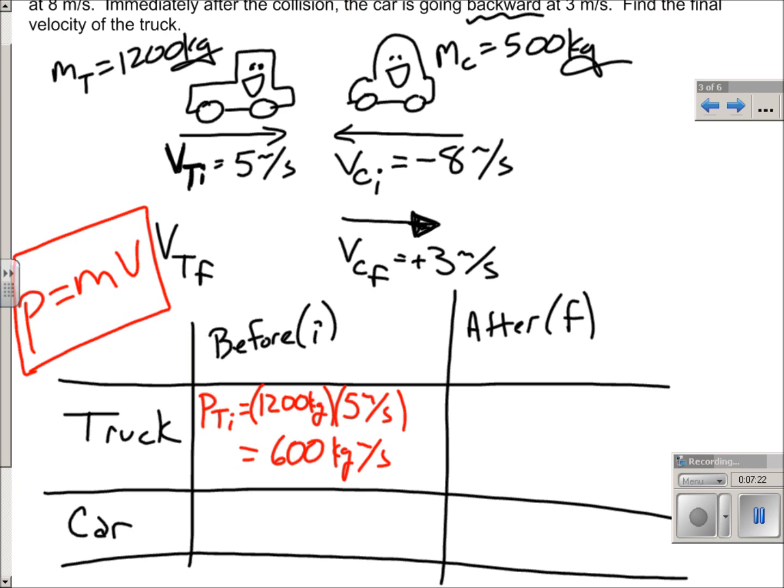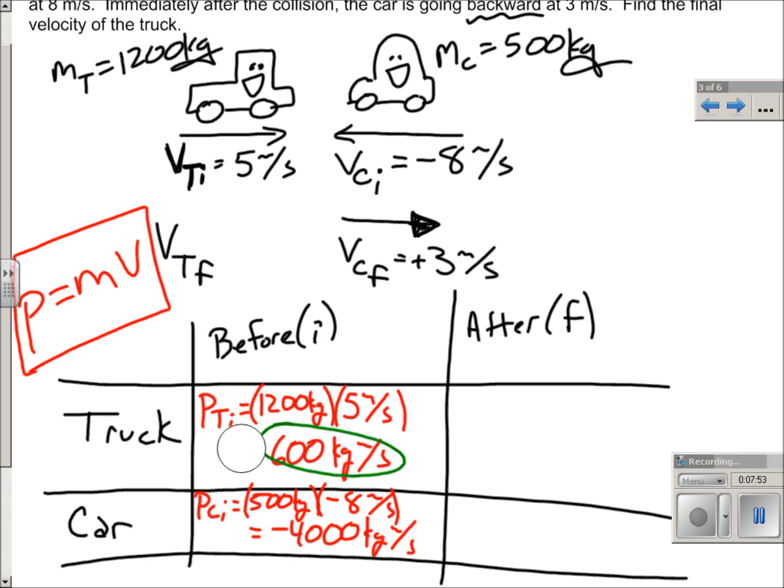Okay, now I'm going to do the same thing for the car. The momentum of the car initially would be its mass, 500 kilograms, times -8 meters per second. And that gives us -4,000 kilogram meters a second. I'm realizing also, hopefully you caught this, I will circle it in green and then fix it. That number there is wrong. It should be 6,000, so let me fix that. Sorry about that. That should have been 6,000 kilogram meters a second.